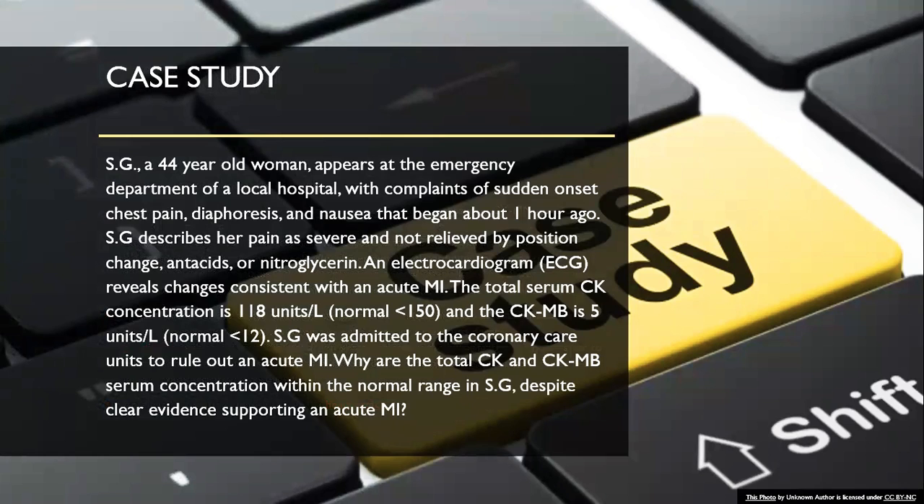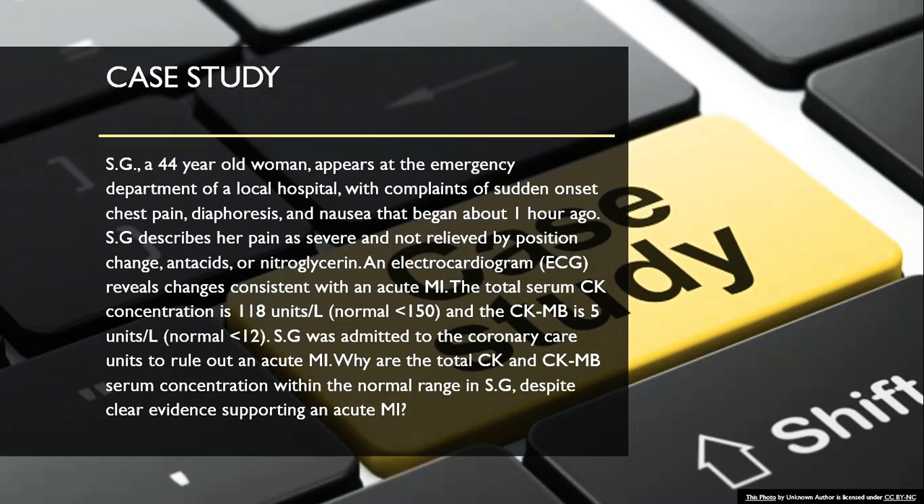Now we have a case study to discuss, related to heart disease and CK and CKMB levels. SG is a 44-year-old woman. She appears at the emergency department of a local hospital with complaints of sudden onset chest pain, diaphoresis, and nausea that began about an hour ago. SG describes her pain as severe and not relieved by position change, antacids, or nitroglycerin. That means that none of the things mentioned here are helping her.